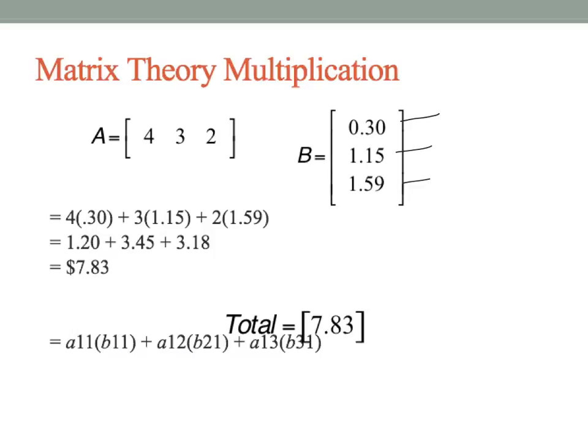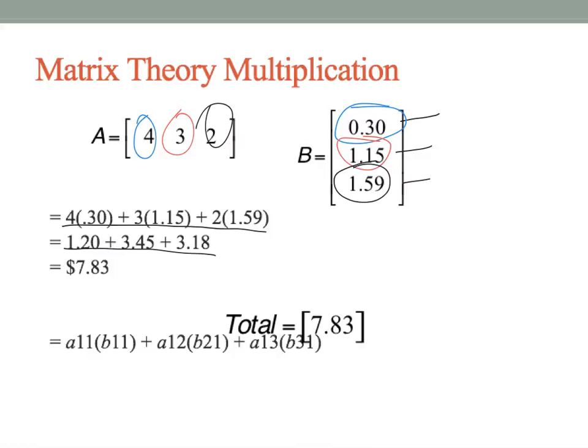So all we have to do is multiply stuff together. So if you'll notice, we take the 4 and multiply the 0.3. We'll do the 3 times the 1.5, and then the 2 times the 1.59. Okay, multiply those together. You can see that done in this step. And at the end, just add them up, and we get a total cost of 7.83.